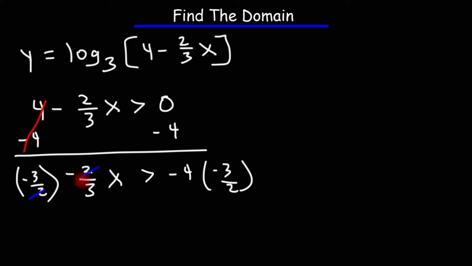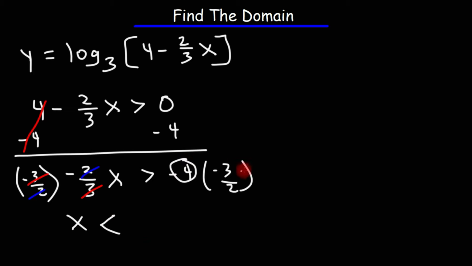The 2's will cancel. 2 over 2 is 1. The 3's will cancel, and the two negative signs will change and become positive. So we just have x on the left side. Now, whenever you multiply both sides of the equation, or rather the inequality, by a negative number, the inequality will change direction.